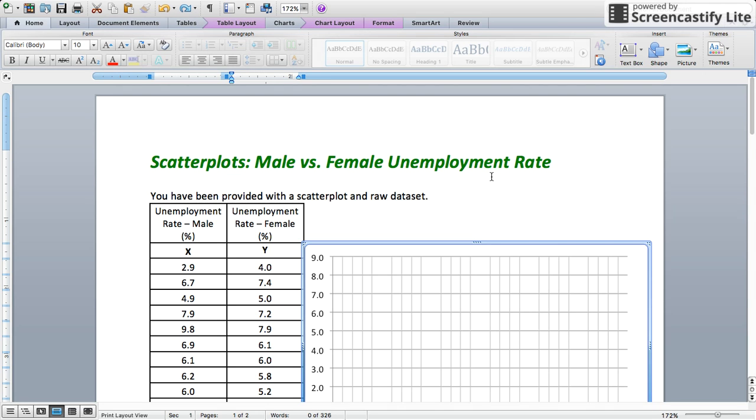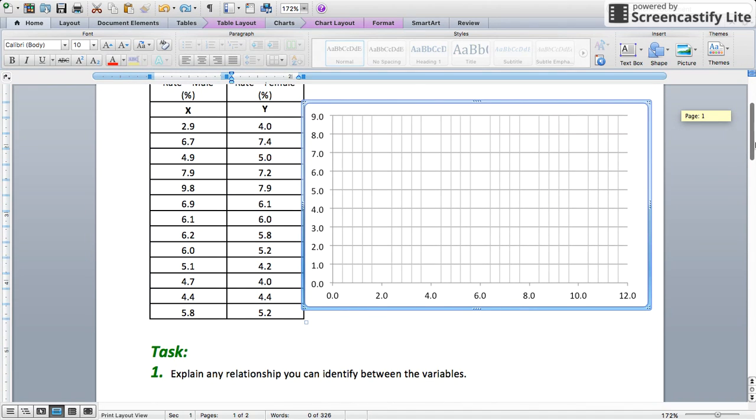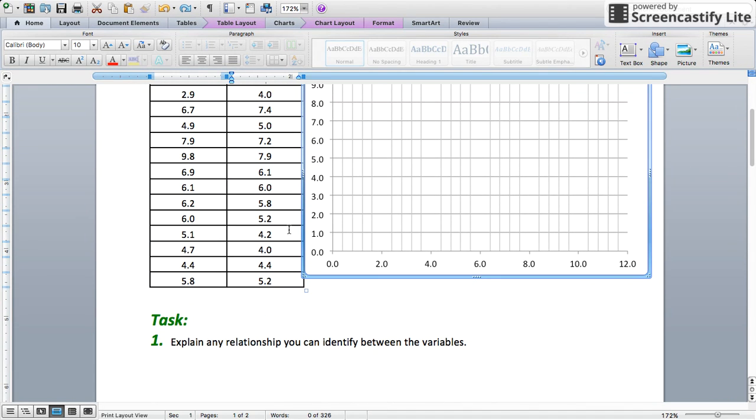Okay, today we're going over this worksheet. It's called Scatterplots Male versus Female Unemployment Rate. We've been given this raw data of unemployment rate for males and unemployment rate for females. The first task is to explain any relationship you can identify between the variables.